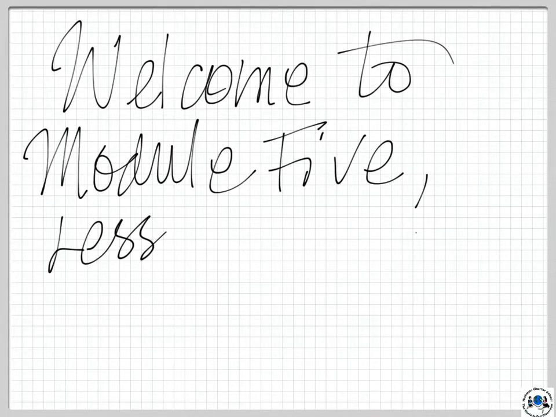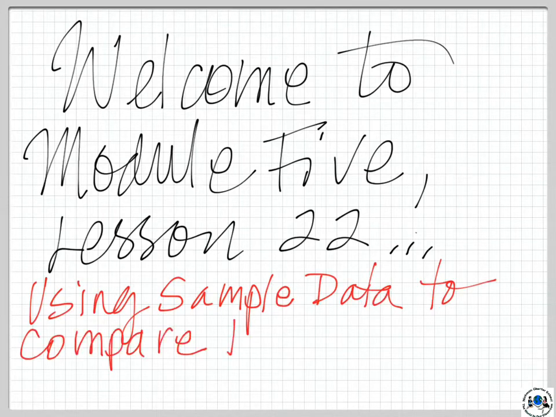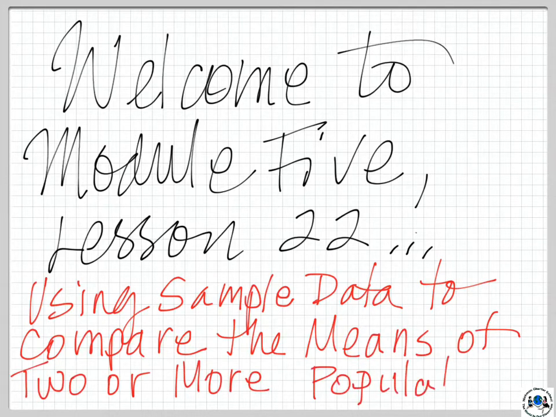Welcome to Module 5, Lesson 22, using sample data to compare the means of two or more populations. In previous lessons, we've been challenged to learn some very important things, such as the roles that random sampling and sampling variability play in estimating a population mean. This lesson, 22, should be a quick one.